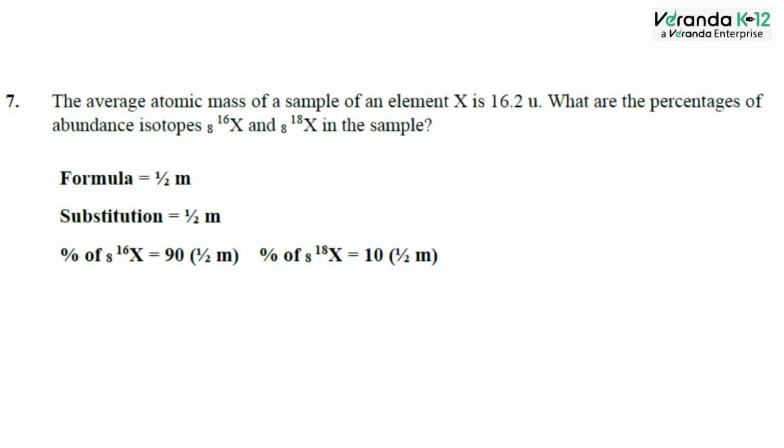So if you solve this, then you will be getting 1800 minus 1620, which is equal to 18A minus 16A. So that is 180, which is equal to 2A, and if you solve this, then you will be getting A is equal to 90. So the isotope X, which is having an atomic number 8 and mass number 16, is 90%, and we have already mentioned that 100 minus A is the second isotope, and for that it is 100 minus 90, which is equal to 10. So for the first isotope it is 90, and for the second isotope it is 10.